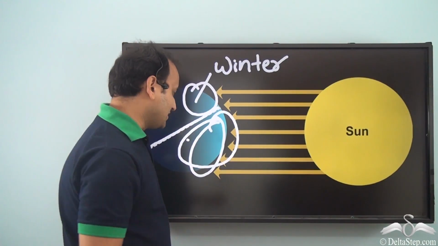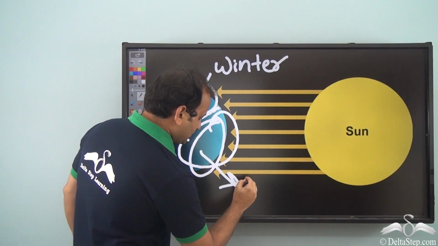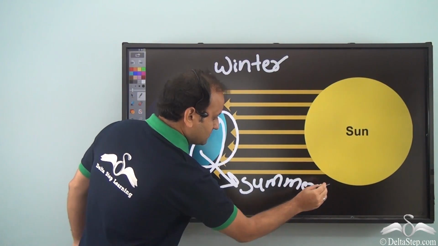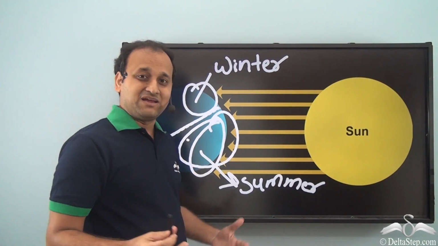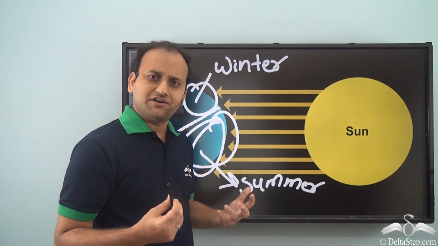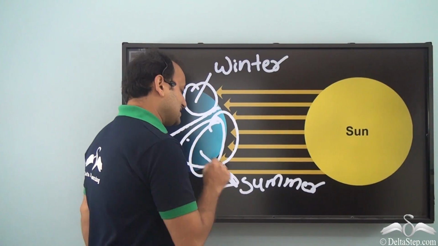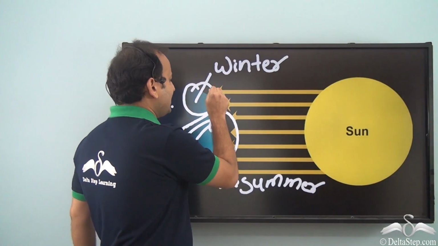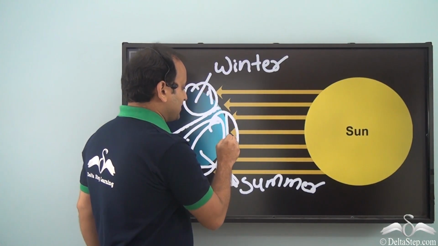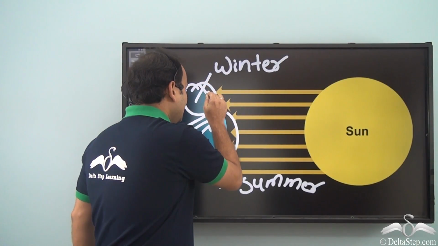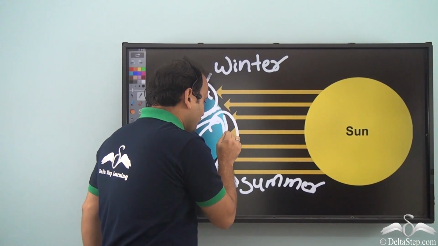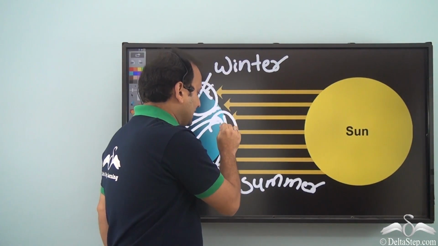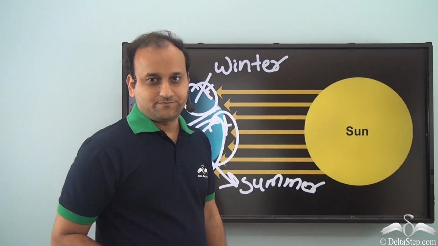That is how we get summer. So this portion will have summer season. So you see, the lower portion is getting more direct and intense sunlight, and that is why it has summer, while the upper portion is getting very little sunlight and it is very far from the sun compared to this particular point. So this portion is farther than this portion from the sun, and that's why this portion will have winter while this portion will have summer season.